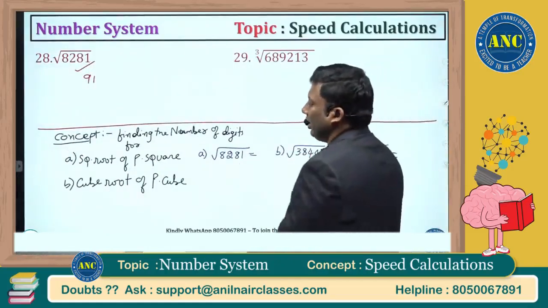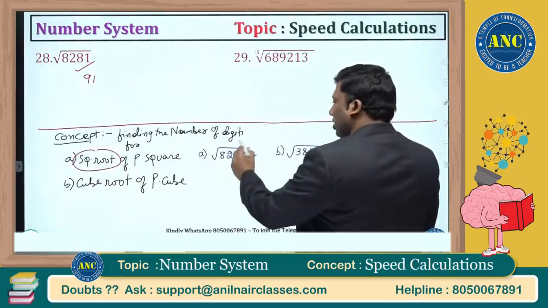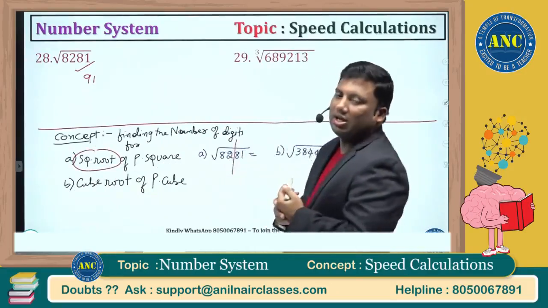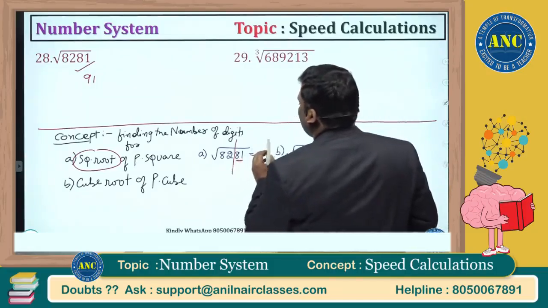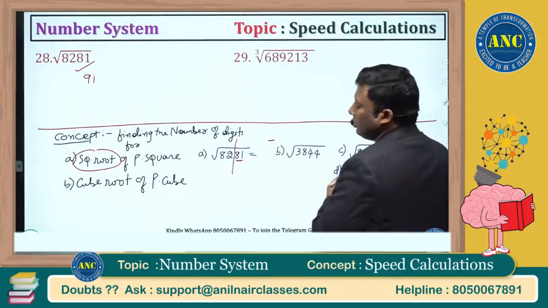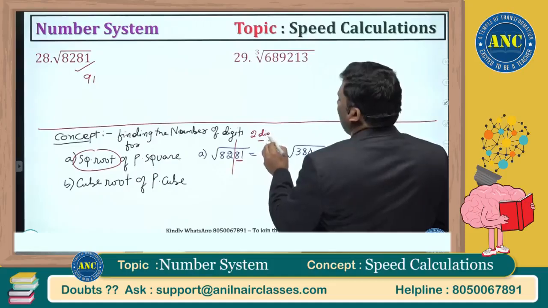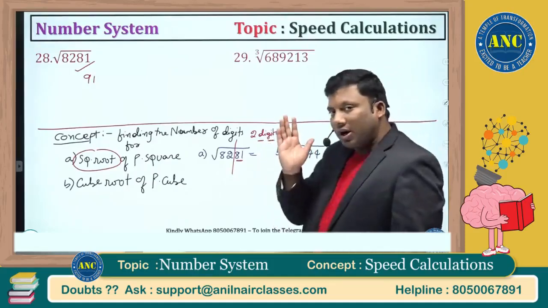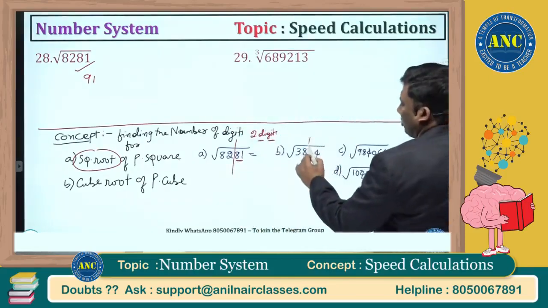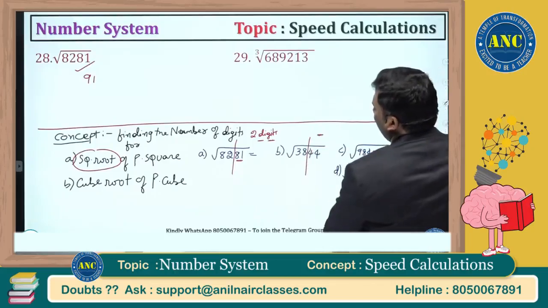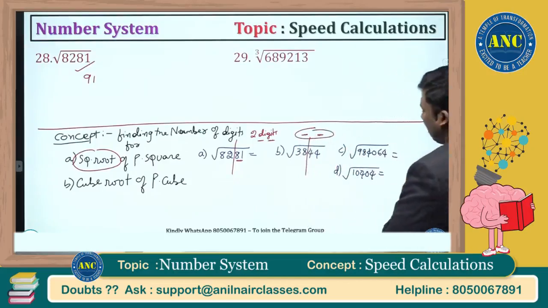Step number 1. Listen carefully. Because I am finding the square root, start from the rightmost and keep a slash after every 2 digits. How many groups of maximum 2 digits did I get? 81 is a group of 2 digits, 82 is a group of 2 digits. The answer will have 2 digits. Start from the rightmost, take a group of 2 digits, keep a line, take another group of 2 digits. The answer has 2 digits.